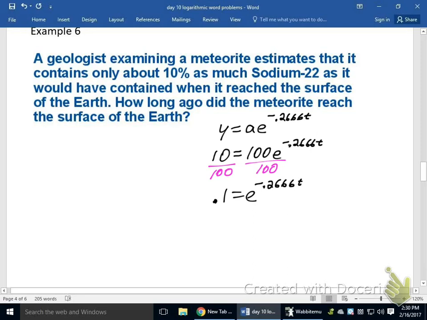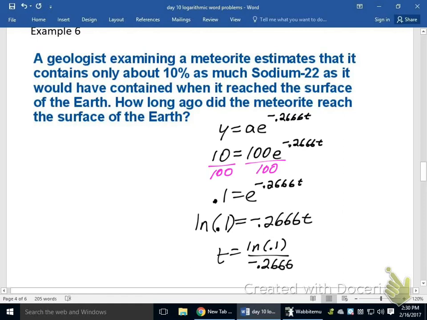Now, I'm solving for t, so I'm again going to use the natural logarithm. And now what that k value does is it's just going to divide over. So the t will equal the natural log of 0.1 divided by negative 0.2666, and now I'll just type that in my calculator. And I get about 8.6 years.